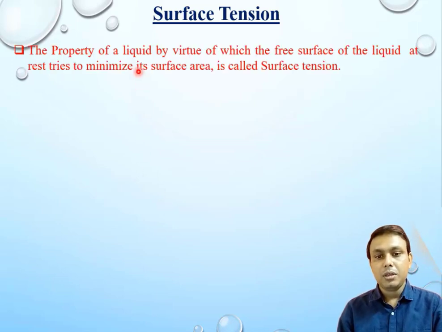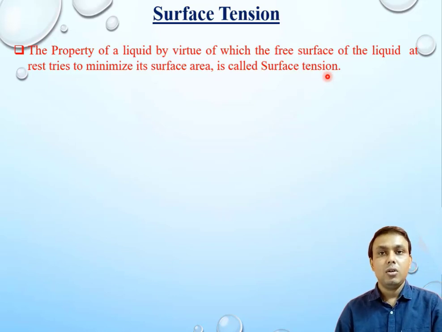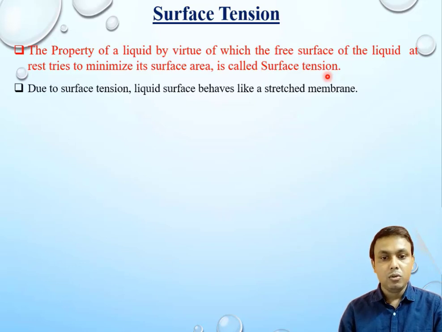The property of a liquid by virtue of which the free surface of the liquid at rest tries to minimize its surface area is called surface tension. অর্থাৎ কোন তরল তার যে ধর্মের জন্য তার পৃষ্ঠতলের ক্ষেত্রফল সংকুচিত করতে চায় তরলের সেই ধর্মকেই বলা হয় পৃষ্ঠটান. Due to surface tension, the liquid surface behaves like a stretched membrane. অর্থাৎ তরলের এই ধর্মের জন্য যে কোনো তরলের উপরিতল একটি টান টান রাবারের পর্দার মতো কাজ করে.